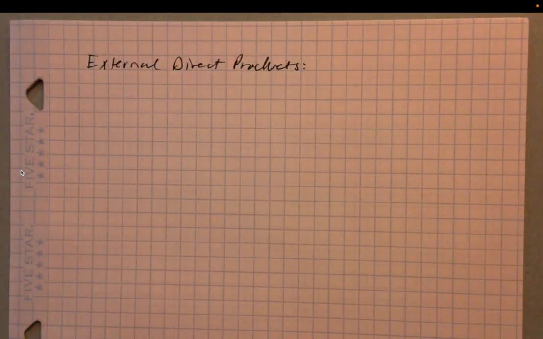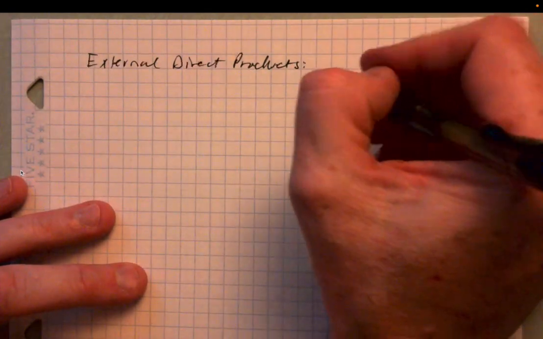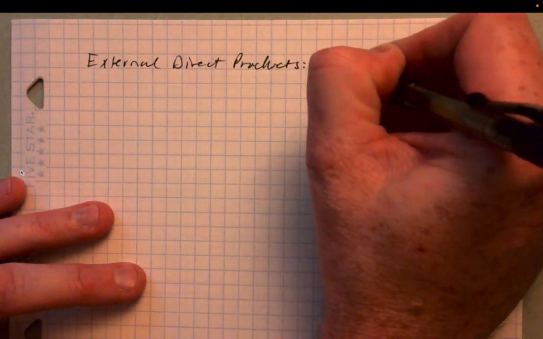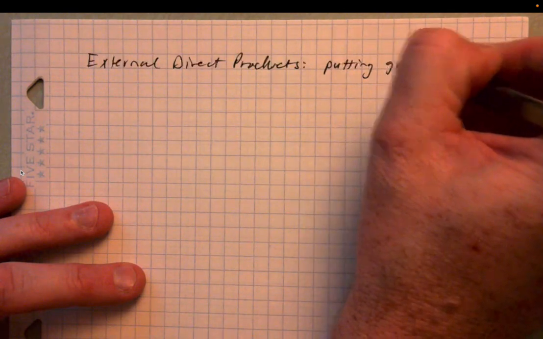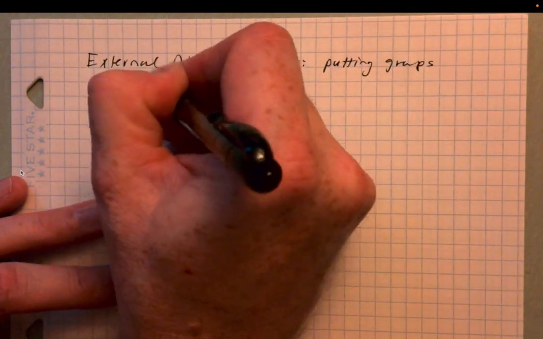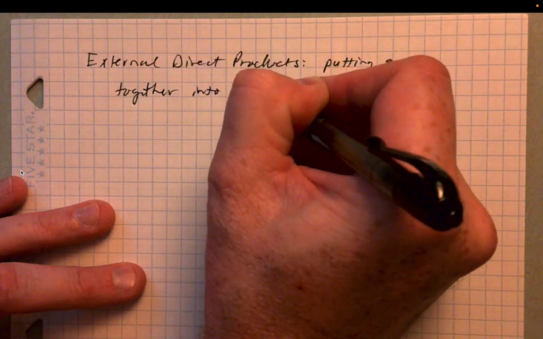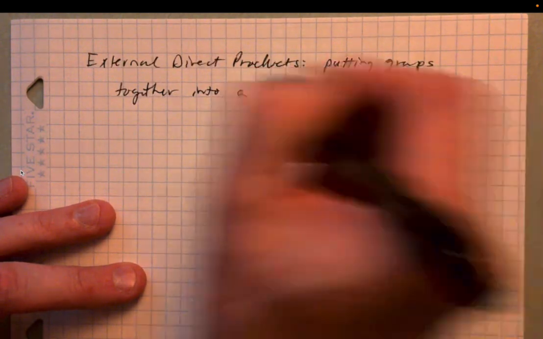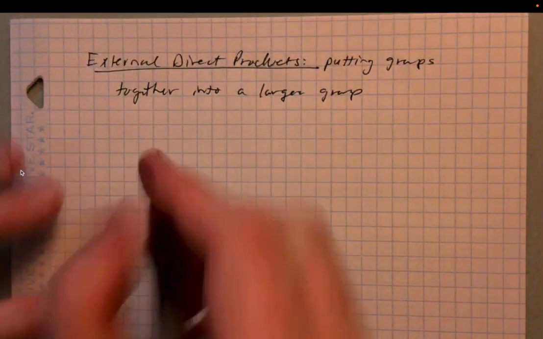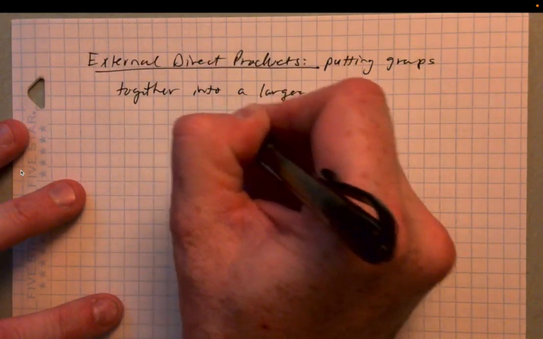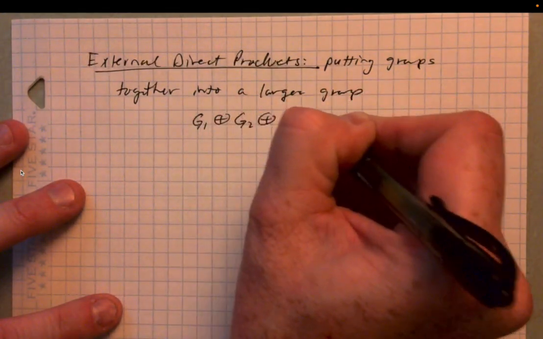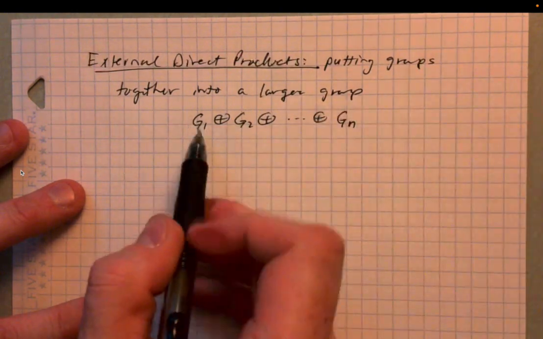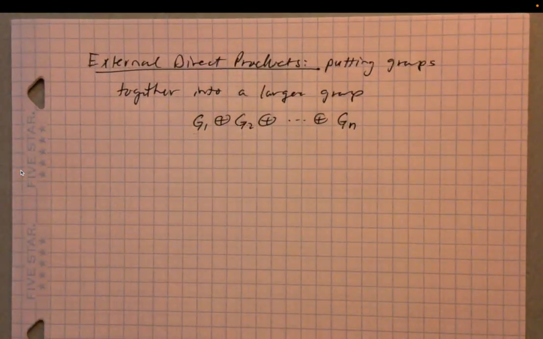Right, and external direct products give you a way of putting groups together into a larger group. We saw examples of this: G1 plus G2 plus ... plus Gn, where all of the Gi are individual groups, and you can compose a larger group out of them.